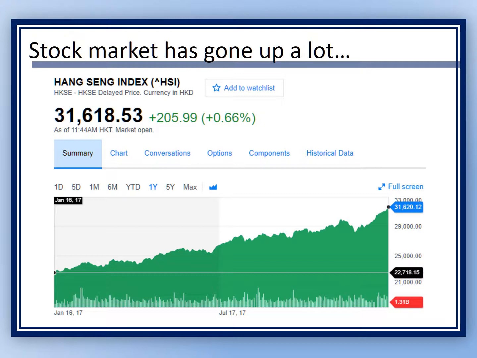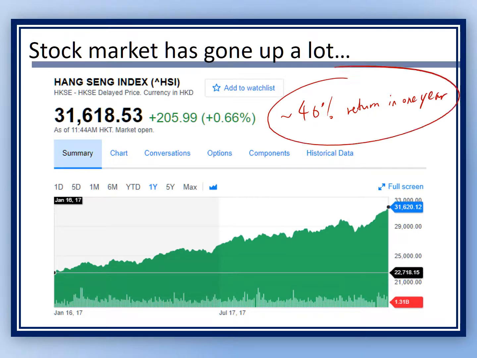One year ago, the Hang Seng Index was 22,700 points. Today, it's 31,600 points. So it's grown by over 40%. Pretty good return, 40% return in 1 year. That's pretty good.